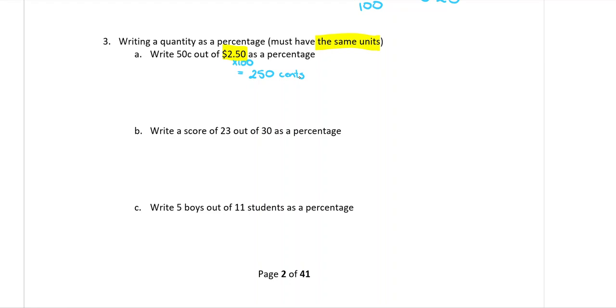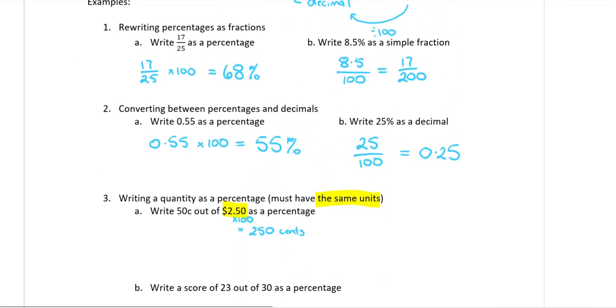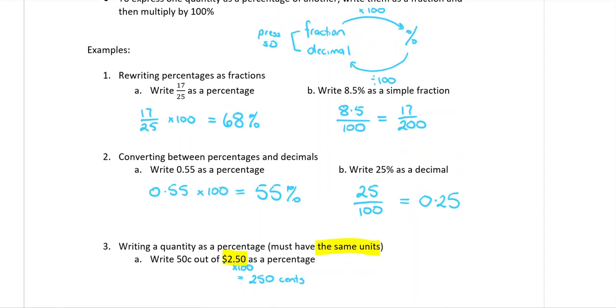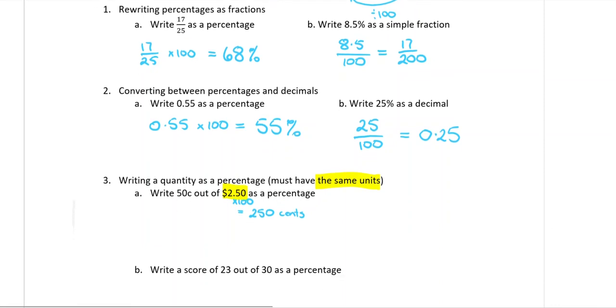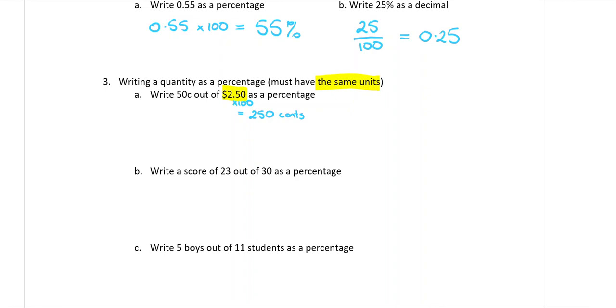Okay. Now to make something a percentage, if I look back here at my diagram, a fraction or a decimal, to make something a percentage, you're going to have to times by 100. The question is where to start. The best place to start is to make a fraction. We've got two numbers. It's easier to turn those two numbers into a fraction and then multiply it by 100. So I have 50 cents out of 250 cents. That could be written as 50 out of 250.